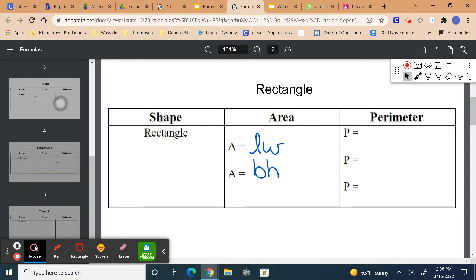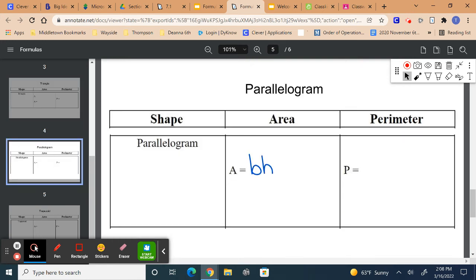Now, scroll down. I think it's the 5th one. Make sure you go to the right one. Go to parallelogram. All right? And you're going to write the formula: area equals base times height. Okay? Did we use any raised dots here? No. You got it. No raised dots.